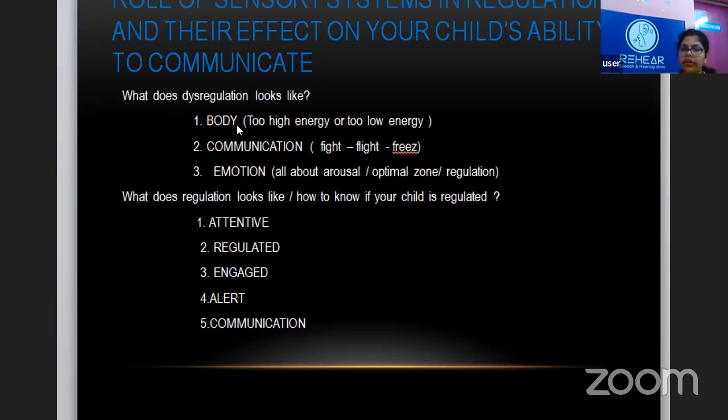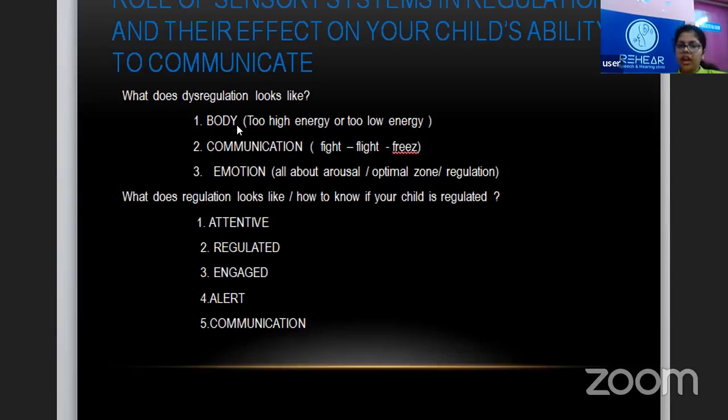Dysregulation looks like the body having too high energy or too low energy. That means the body is not in a calm state. Too high means constantly on the go, moving around, throwing things. Low energy is shutting down. They are completely shut down and not moving, not doing what you are saying, not listening. That is the body position. You can look at their body and analyze that they are not regulated.